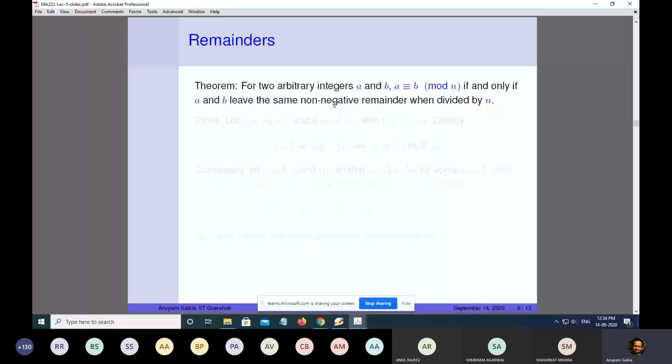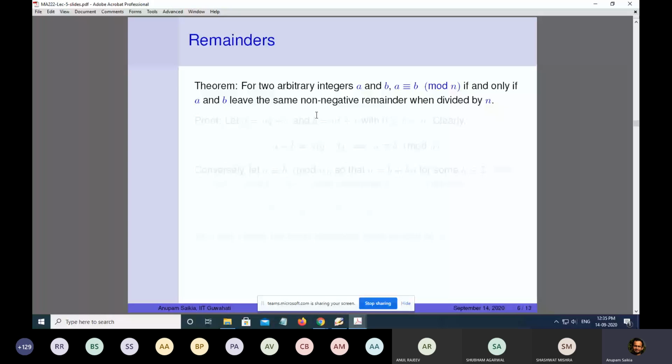Because when we divide 3 by 4, I can say 3 is the remainder, but sometimes I can say -1 is also the remainder. So sometimes that is also useful. For example, when we discussed Euclid's algorithm, we said that in fact it is best to take the remainder in absolute value smaller than the previous divisor. Okay, so let's see how we prove this.